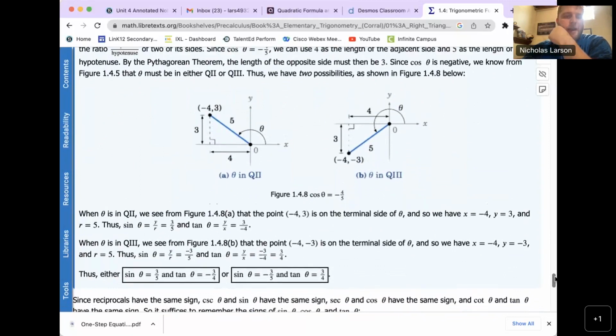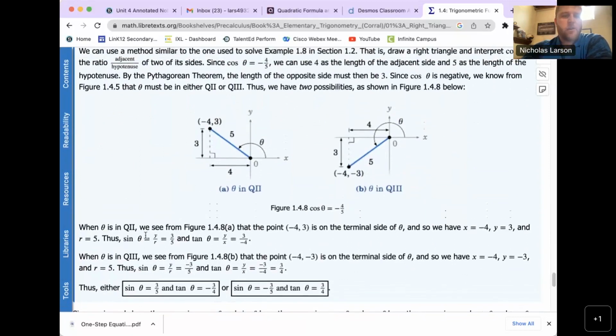All right, so again, if we try to figure this out, we're trying to find sine of theta. So sine is opposite over hypotenuse, which would be 3 and 5. And tangent is opposite over adjacent, which would be 3 and negative 4. So again, my sine of theta is opposite over hypotenuse, 3/5. My tangent is opposite over adjacent, which is 3 over negative 4.